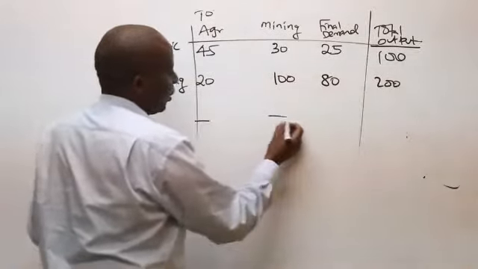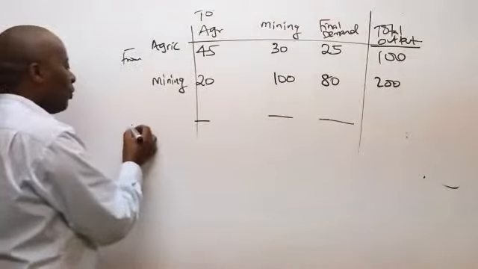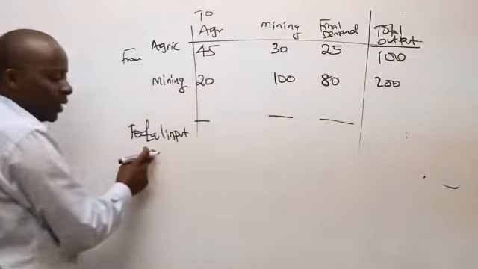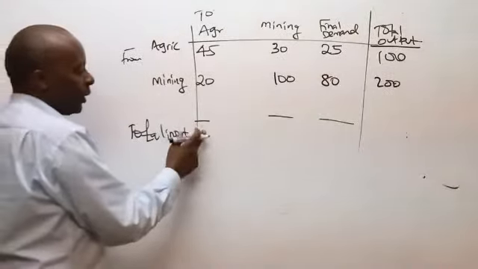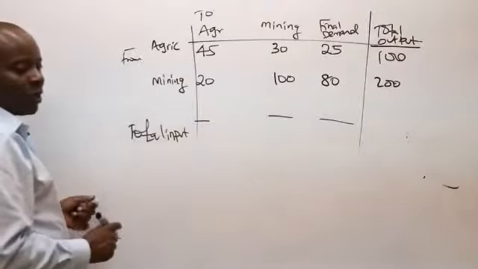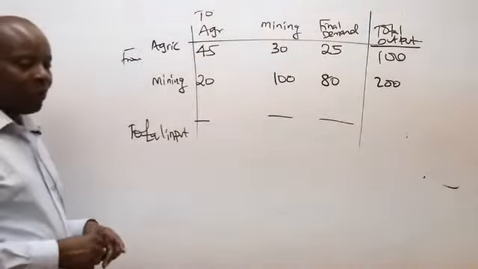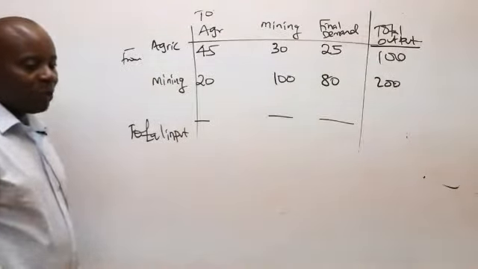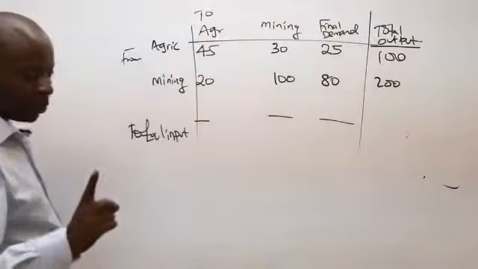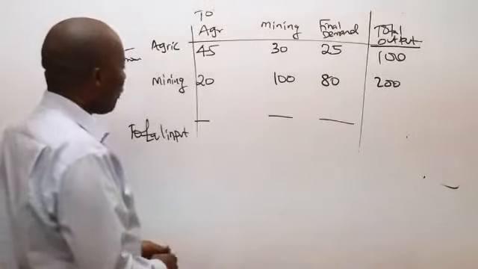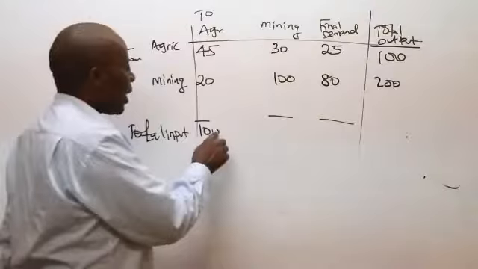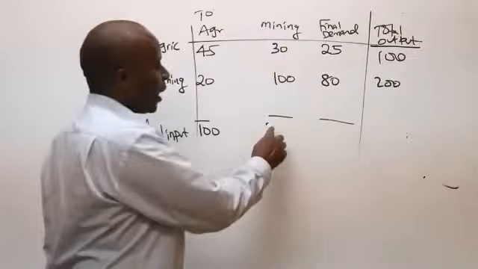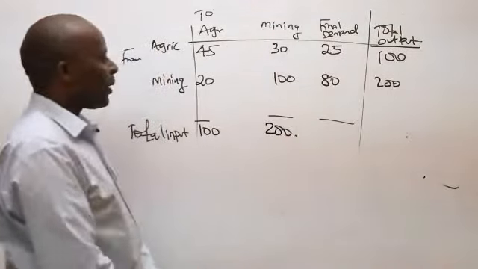Now listen. Then we talk of what we call the total input. Up there we have output, and here we have the total input. Can somebody give me the total input of agriculture? 65? Thank you very much for trying. However, that is not right. The total input for agriculture is 100. The total input for mining is 200. Is there anybody who is able to see where I'm getting those figures from?